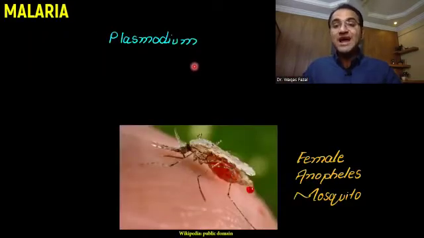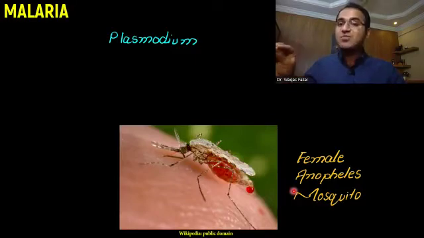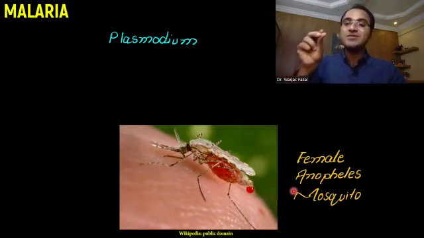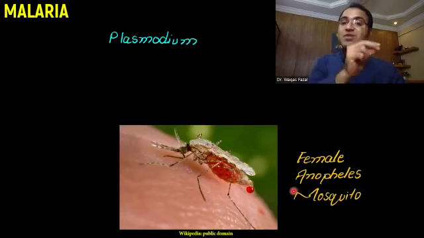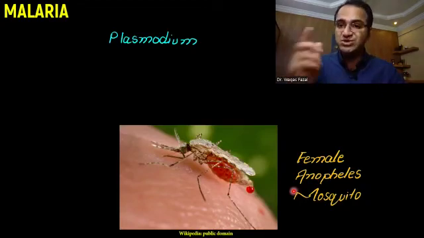Malaria is caused by a parasite, Plasmodium. Plasmodium is transmitted through a female Anopheles mosquito. The female Anopheles mosquito is the vector for the Plasmodium parasite. When a female Anopheles mosquito bites a person infected with Plasmodium, a person with malaria, it carries Plasmodium to a healthy person. When it bites the healthy person, it transmits the Plasmodium, resulting in transmission of malaria.